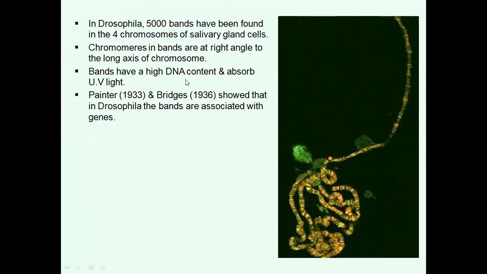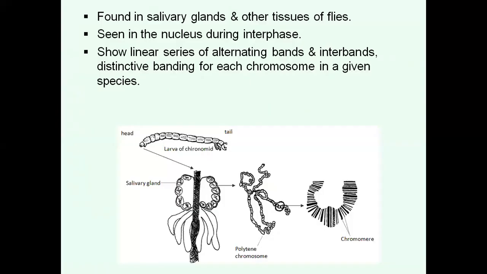These bands have a high DNA content and also absorb UV light, ultraviolet radiation. Painter and Bridges showed that in Drosophila, the bands are associated with genes. They are found in the salivary glands and other tissues of flies, seen under the microscope in the nucleus during interphase.